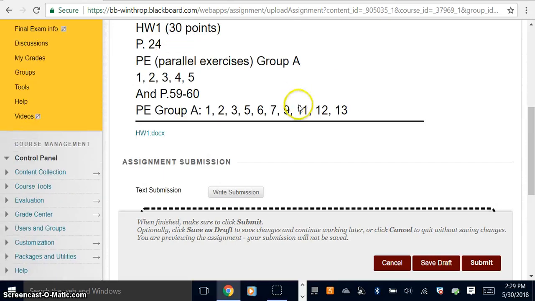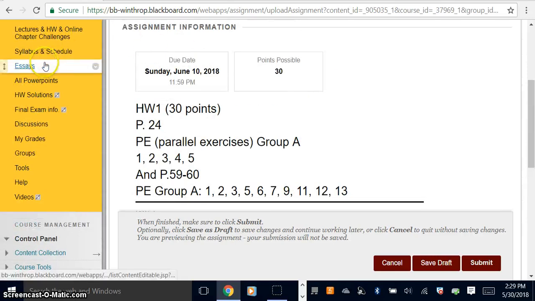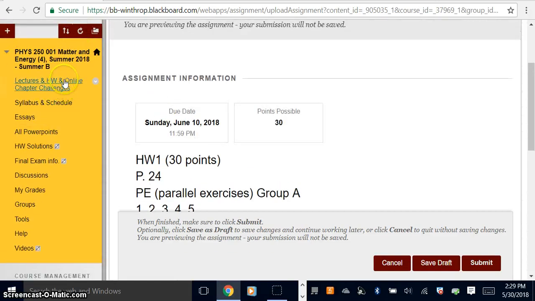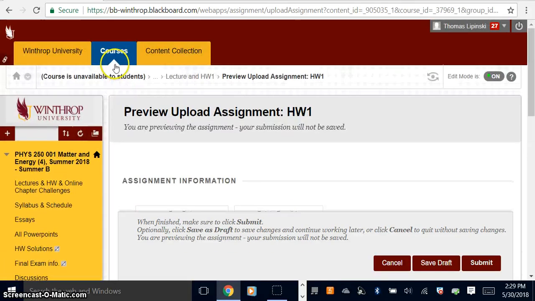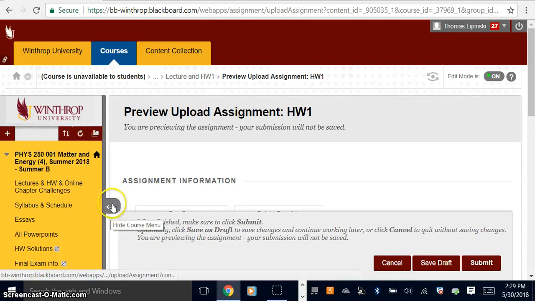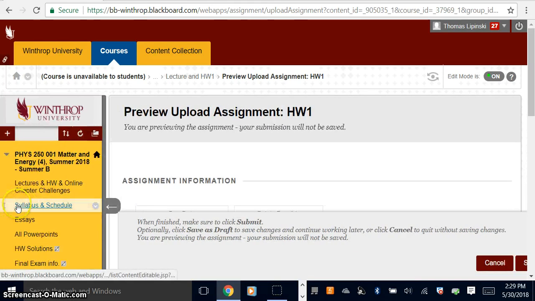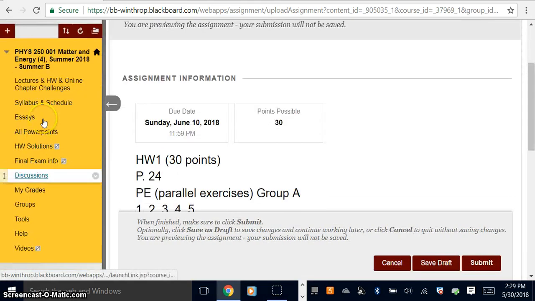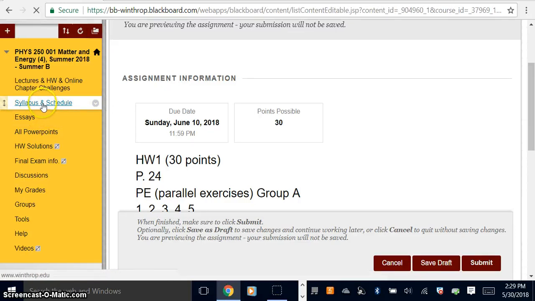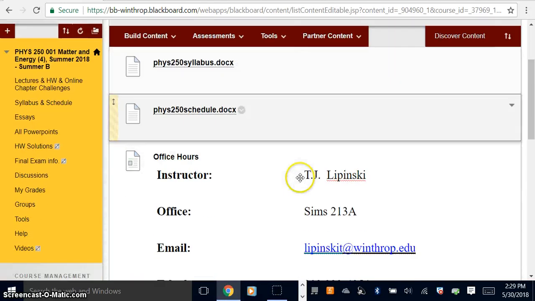All right, the next thing I'm going to talk about is the syllabus. So let's go over here. Remember, this is the content area, which is collapsible. You can go right here. I guess they call it the course menu as well. So you can collapse it, and if it's collapsed, you can make it appear. All right, so anyhow, here is the syllabus and the schedule. The syllabus actually has the schedule on it.